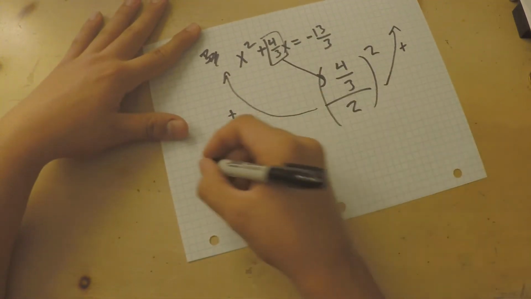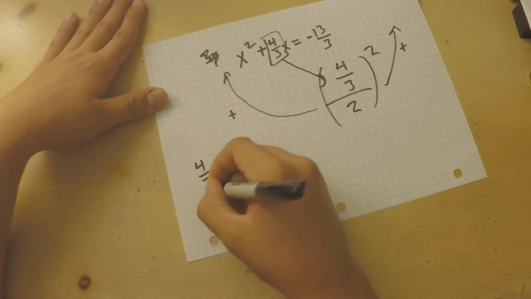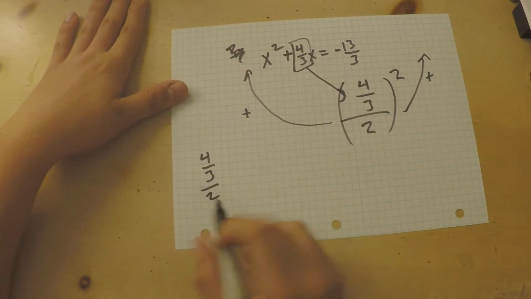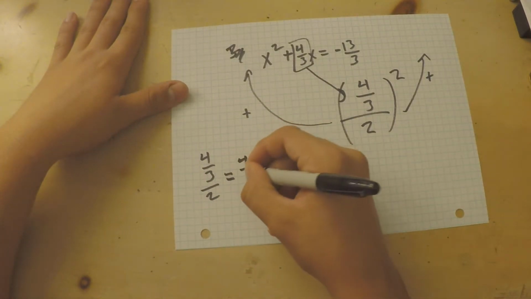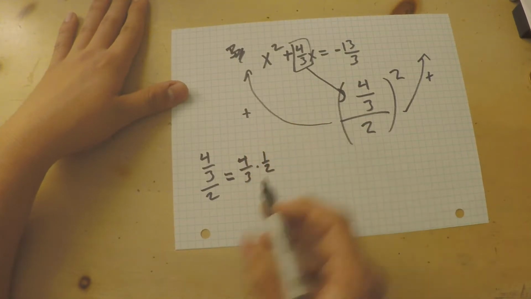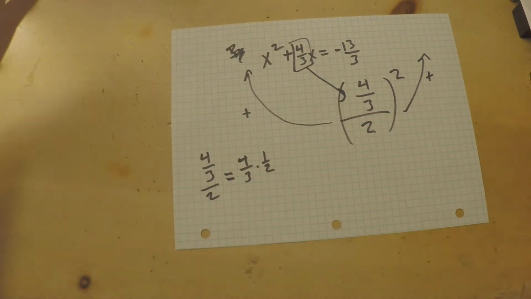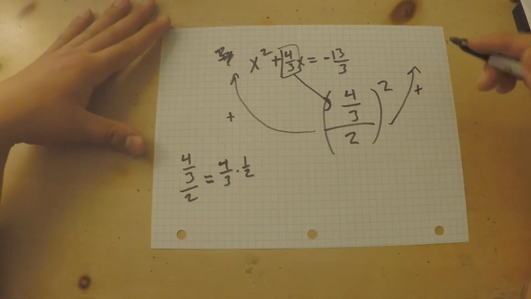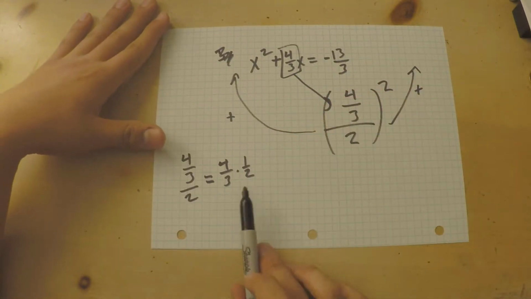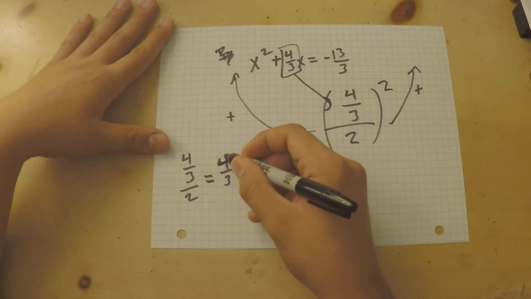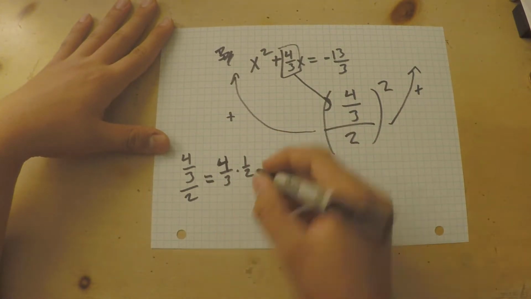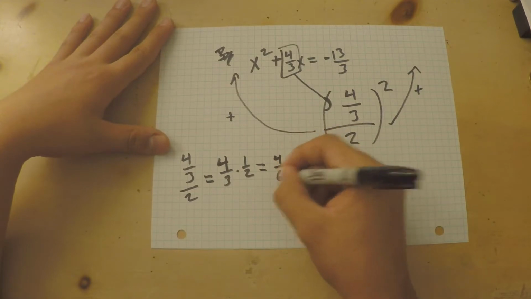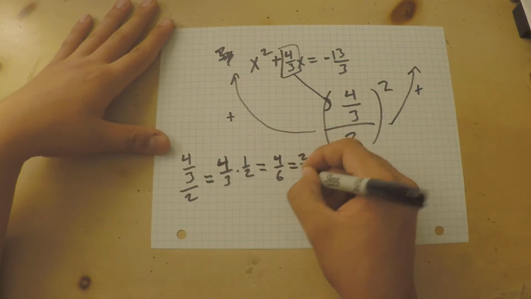So 4 over 3 over 2. This is the same as 4 over 3 times 1 over 2, because when a fraction is divided by a number, it is the same as multiplying the fraction by the reciprocal of that value. This gives us 4 over 6, which is equal to 2 over 3.